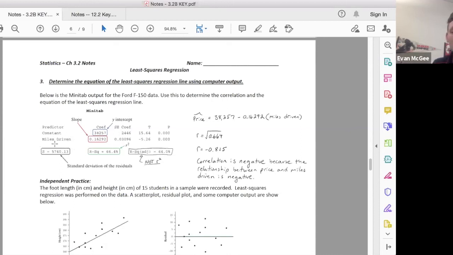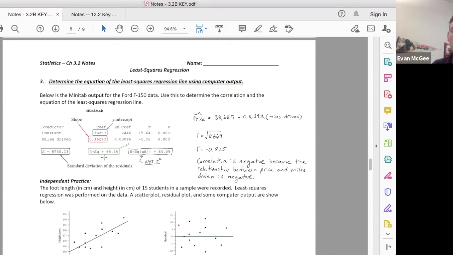S, just a quick reminder, is the standard deviation of the residuals. That's your typical error of the line, because think about a residual. It's the difference between your point, the actual point, and your predicted point. R squared is the correlation squared.